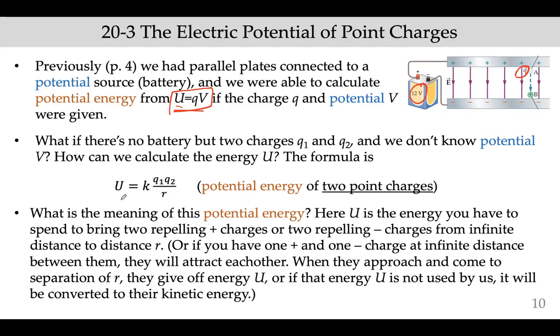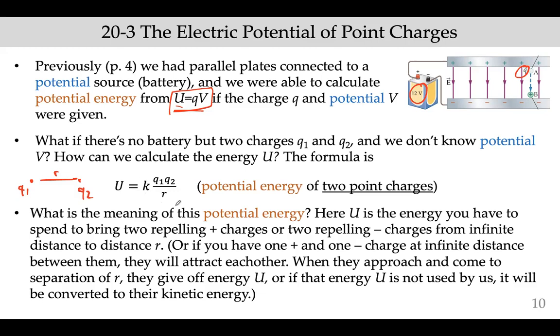Now the formula is this one. You have two charges, Q1 and Q2, and they're separated by distance R. Now what is the energy of the system? It will be K, the Coulomb constant, times charge 1 times charge 2, divided by R.